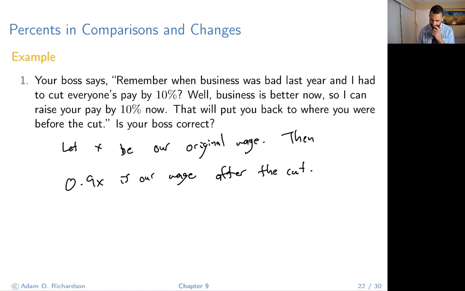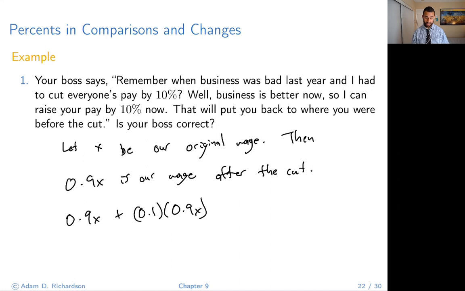All right, so now what he's saying is, hey, if I increase your current wage by 10%, it'll put you right back to where you were. So what he's saying is this. He's saying, I'll give you your current wage, which is now 0.9x, and I'll add on to that 10% of that amount, which is 0.1 times 0.9x. And what he's saying is that that's going to put us right back to where we started. It's going to put us right back at 100% x, right? Is that true? What do you think?